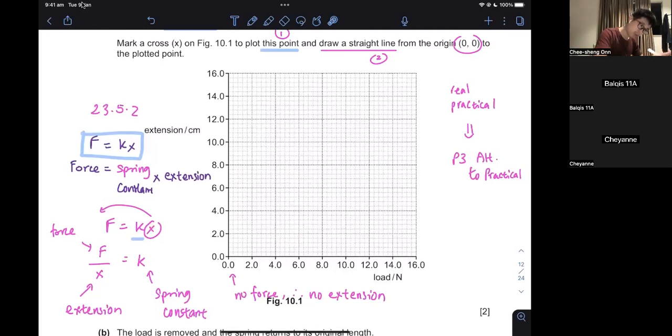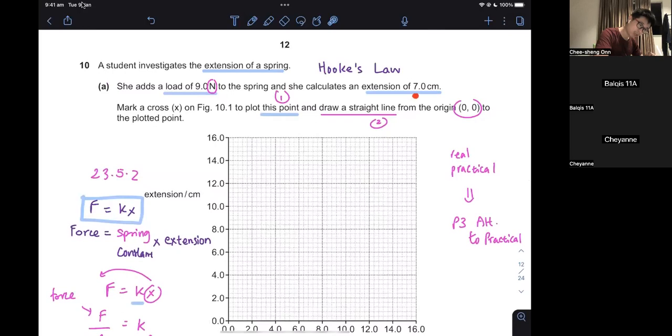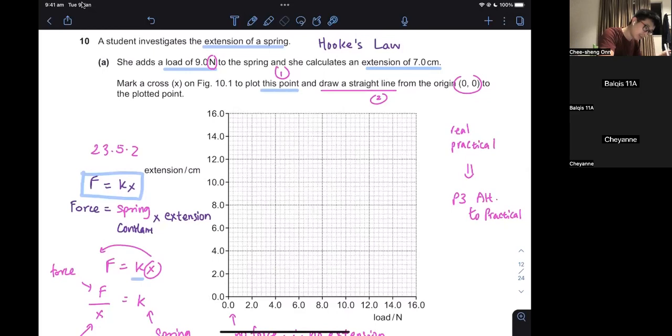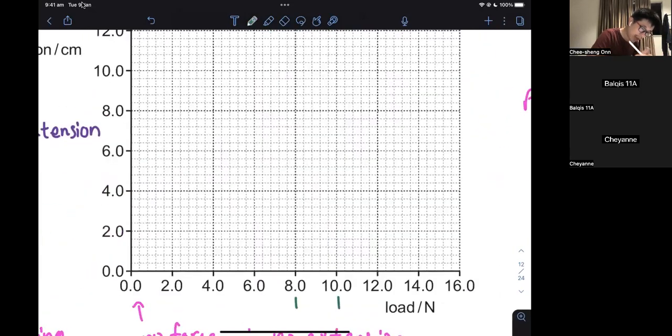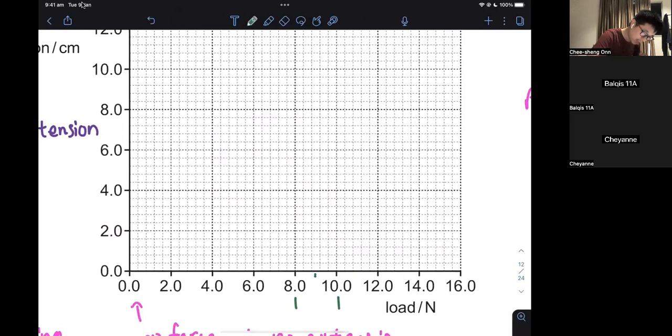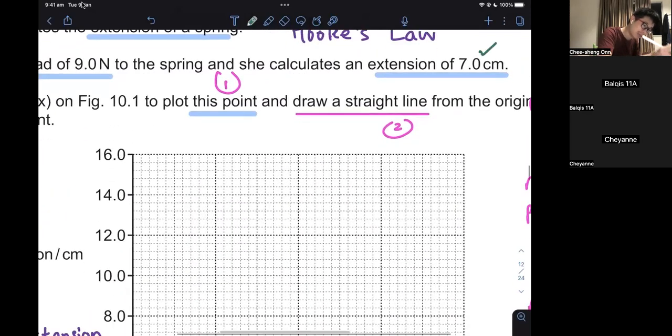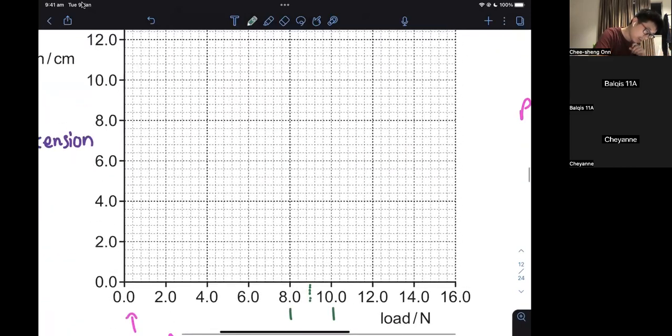Now, we're going to use this formula now, F equal to Kx. So we're supposed to find something. We have extensions. We have 9 newtons. So when we put 9 newtons, if you look on your graph, this is 8, this is 10. So 9 must be somewhere in between. Make sure you can read the graph properly. 9 is somewhere in between 8 and 10, exactly in between. And our extension was 7 cm, 7.0 cm. So 9 newton and 7 cm is going to be halfway in between 6 and 8 cm.